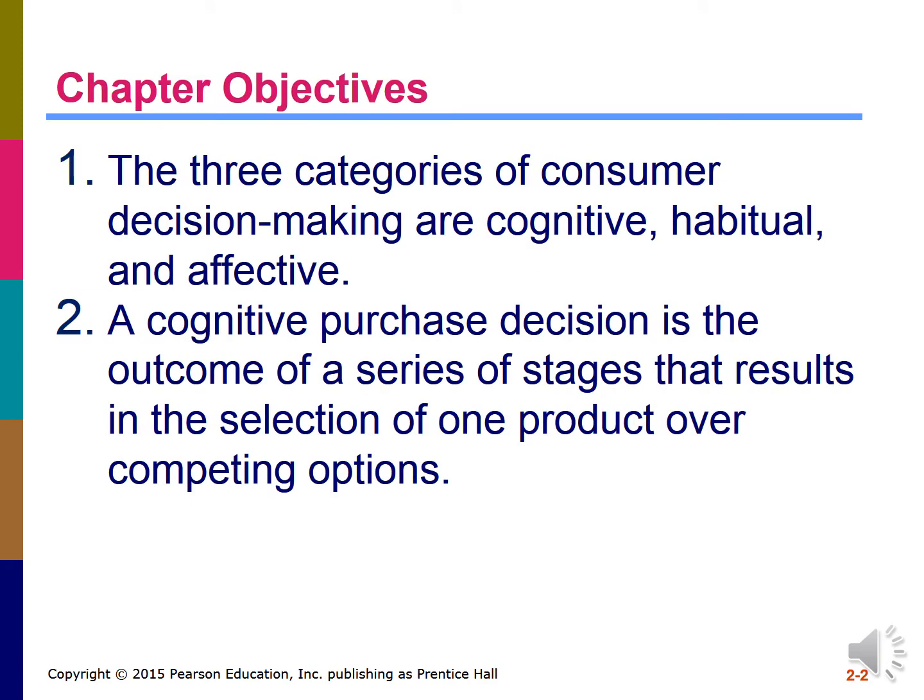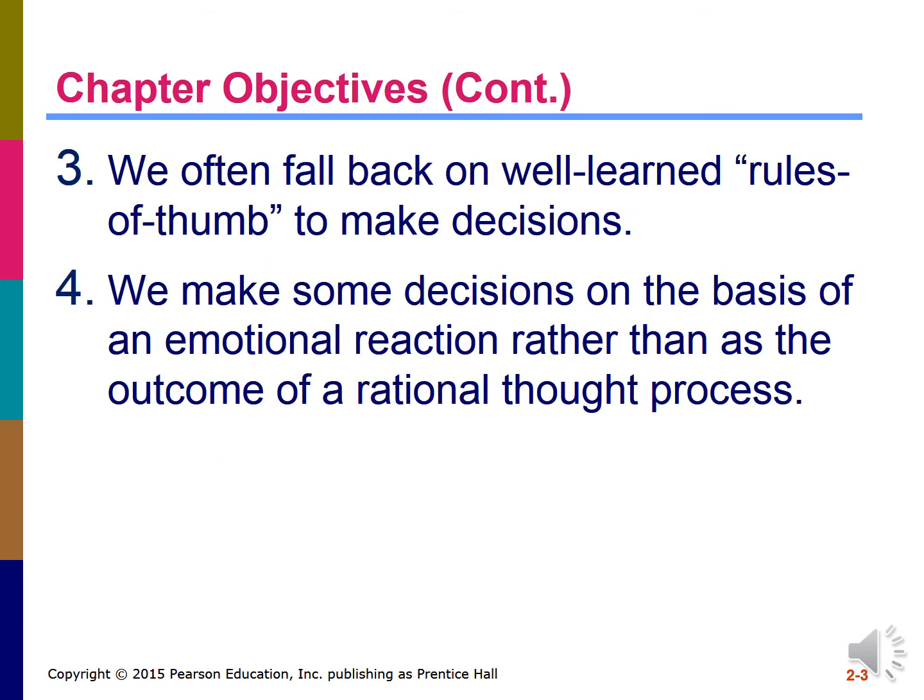In Chapter 2 lecture, I will discuss 4 learning objectives. They are as follows. The 3 categories of consumer decision making are cognitive, habitual, and affective. A cognitive purchasing decision is the outcome of a series of stages that results in the selection of one product over competing options. Objectives 3 and 4 are: we often fall back on well-learned rules of thumb to make decisions. We make some decisions on the basis of an emotional reaction rather than the outcome of a rational thought.